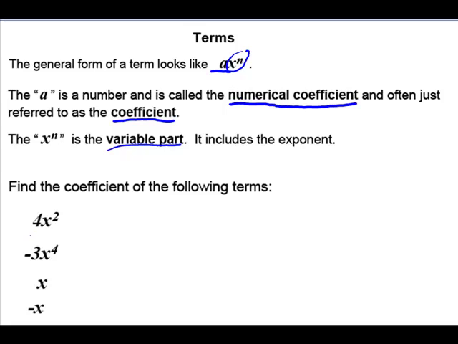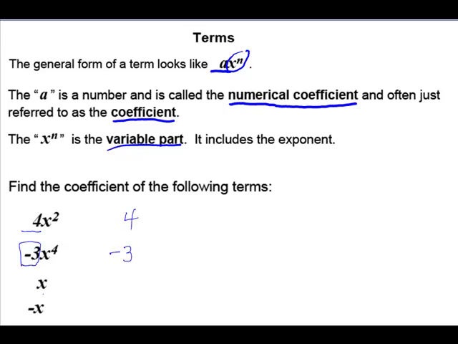So for our first term, 4x squared, the coefficient is the number part. So our coefficient is 4. On the next one, negative 3x to the fourth, our coefficient is the number part. It does include the sign. So our coefficient is a negative 3.